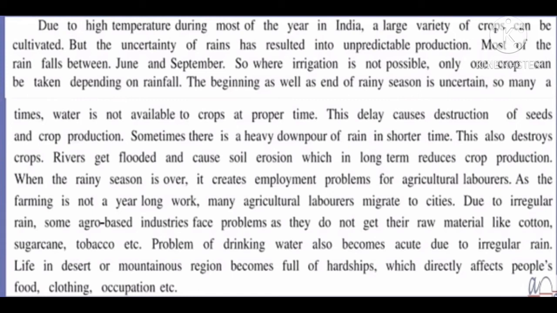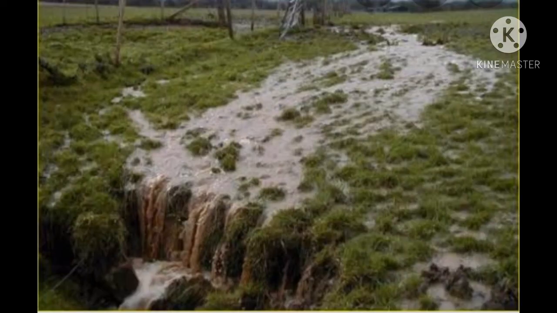Most of the rain falls between June and September. So, where irrigation is not possible, only one crop can be taken depending on rainfall. The beginning as well as end of rainy season is uncertain. So, many a time water is not available to crops at the proper time. This delay causes destruction of seeds and crop production. Sometimes there is a heavy downpour of rain in a shorter time. This also destroys crops. Rivers get flooded and cause soil erosion, which in the long term reduces crop production.